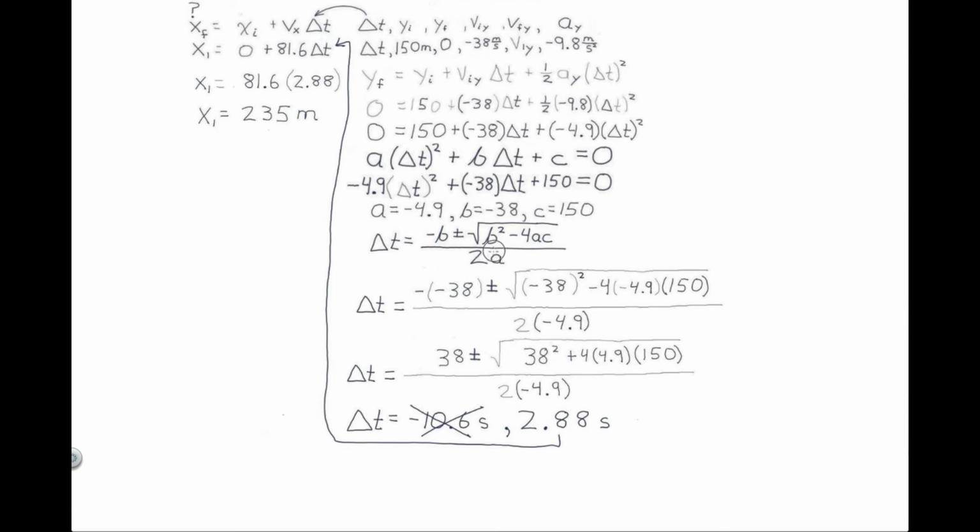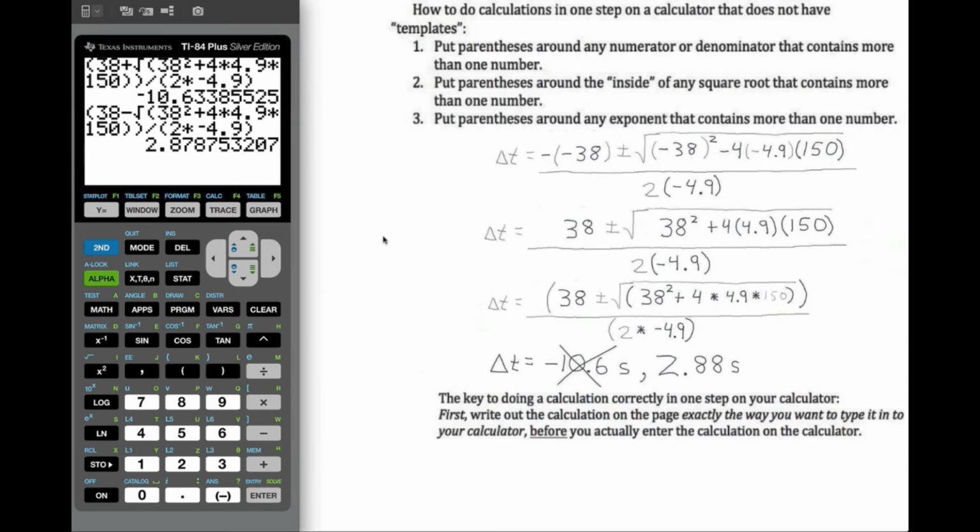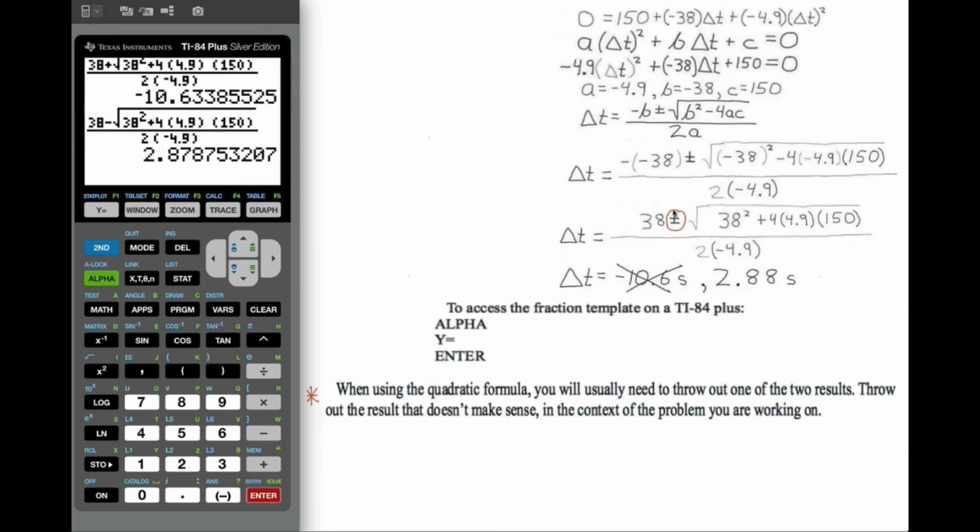Before you use the quadratic formula, identify your values for a, b, and c, like this. Be careful to get the right signs for a, b, and c. We discussed how you can perform the calculation for the quadratic formula in one step on a calculator with fraction templates. And we discussed how you can perform the calculation for the quadratic formula in one step on a calculator without templates. This symbol stands for plus or minus, so you should perform the calculation twice, once as an addition and once as a subtraction.